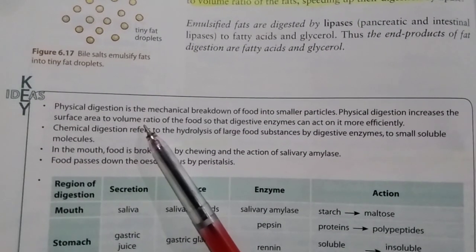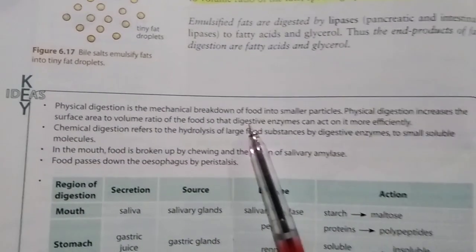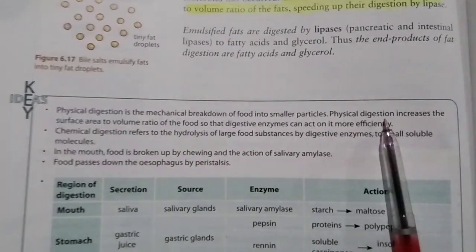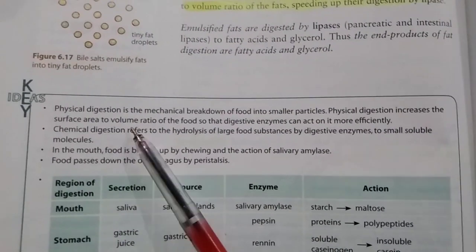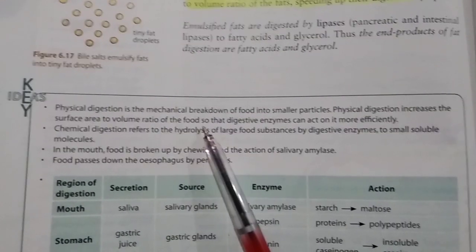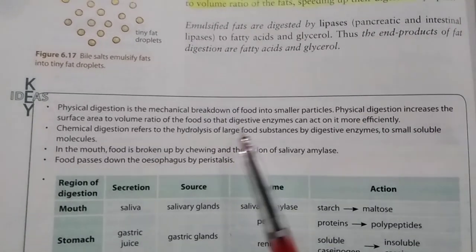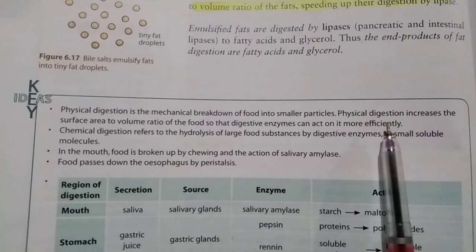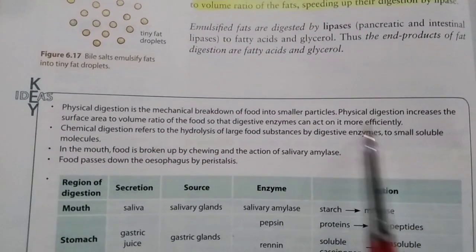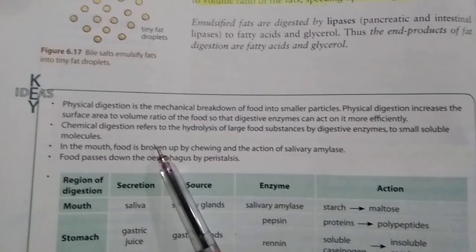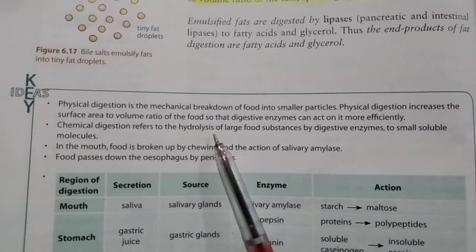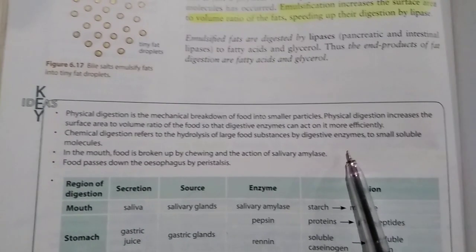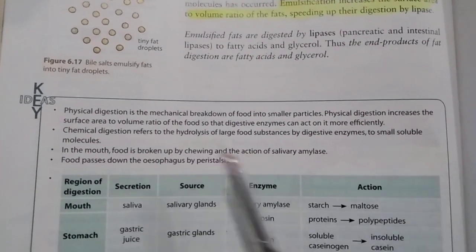Physical digestion is the mechanical breakdown of food into smaller particles. Physical digestion increases the surface area to volume ratio of the food so that digestive enzymes can act on it more efficiently. Chemical digestion refers to the hydrolysis of large food substances by digestive enzymes to small soluble molecules.